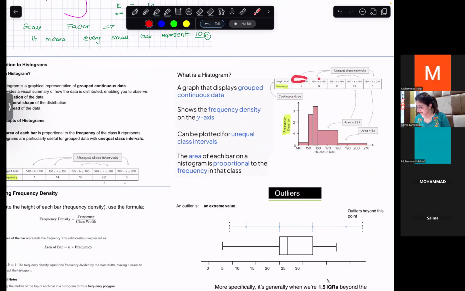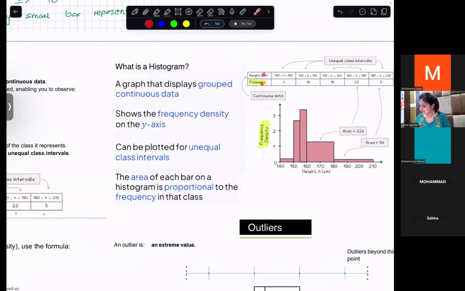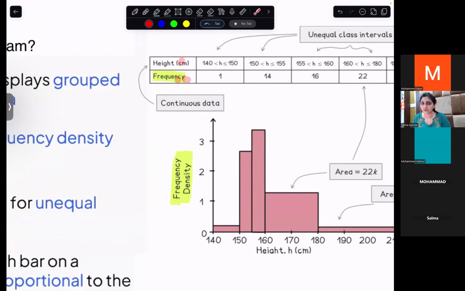Okay, tell me something. If you have grouped continuous data, should your class intervals be the same, or can they be different? No, it can be plotted for unequal class intervals. And should there be gaps between the data or should the data be continuous? It should be continuous. Okay. So you have height and frequency. So where is frequency recorded?